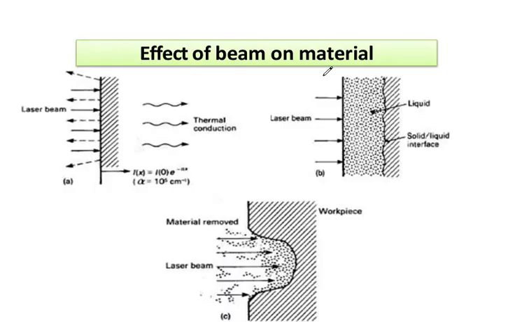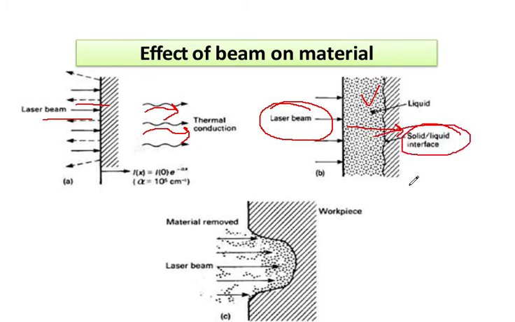So how do the effects of the beam basically affect the material? This is the laser beam, you can see, and it is getting thermal conductivity. Next, when the laser beam strikes the material, in this portion initially liquid is occurring, and if I go to a greater depth, then you will see the solid and liquid interface. Is that clear? This is the liquid zone of the material, and this is the solid and liquid interface.